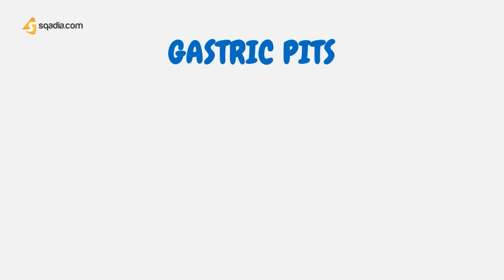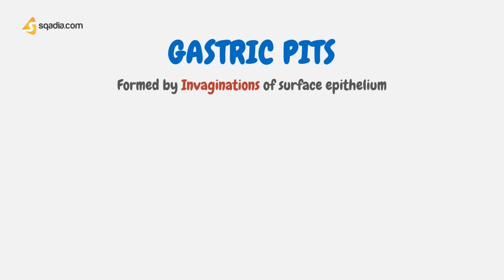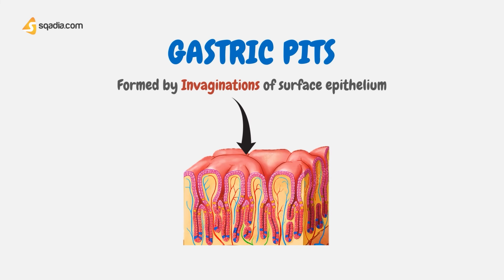Human body has several millions of gastric pits. Gastric pits are formed by the invaginations or the folding of mucosal cells, which are known as surface epithelium cells. They allow the glandular products to be delivered into the stomach lumen or the inside of the stomach.